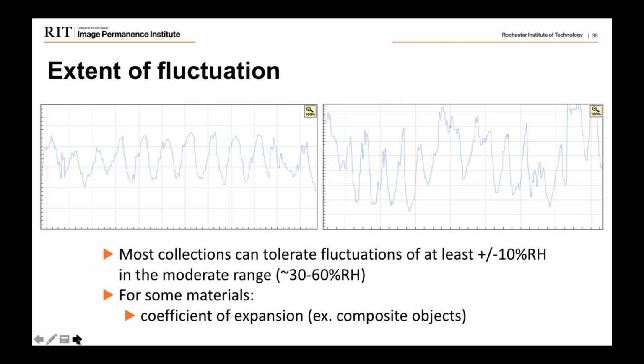This is a little complicated if we have any objects that are restrained, or this coefficient of expansion idea. In particular, if you think of composite objects, those that have more than one material and are joined together, if an object or a component is restrained by another component that might be expanding and contracting at a different rate, you can see where that might cause some friction and result in damage. Coefficients of expansion also come up when we talk about internal gradients and how there could be a difference in moisture content from the surface to the core of the object.